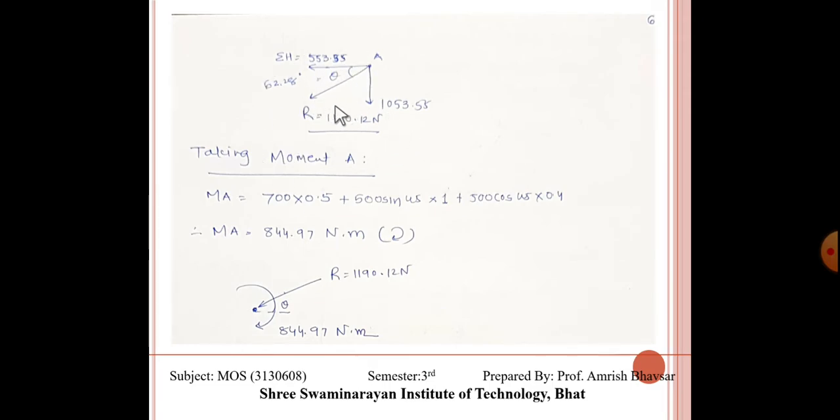Now the moment from all the forces at the point is 700 into 0.5 plus 500 sine 45 into 1 plus 500 cos 45 into 0.4. We can't take moment due to the 200 force because it is acting on the point, so its moment is 0. So here we will get the moment at A equal to 844.97 Newton into meter, that is clockwise. So we replace all the forces by the resultant force, and this is our equivalent couple moment.